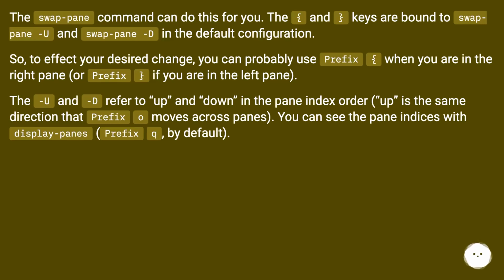The U and D refer to up and down in the pane index order. Up is the same direction that prefix O moves across panes. You can see the pane indices with display-panes, prefix Q, by default.